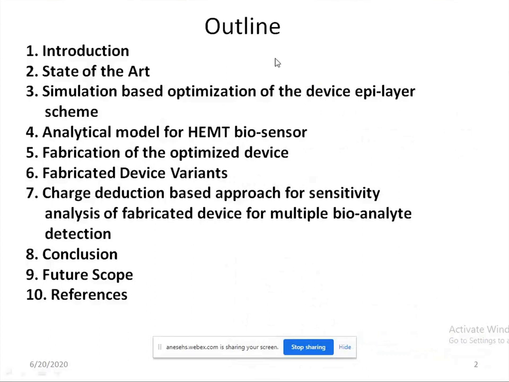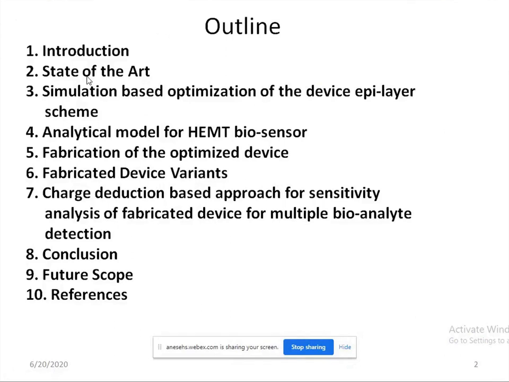So this is an outline of what I'm going to present today. I'll give a brief introduction of why GaN is required, or why a sensor based on GaN is required. Then I'll talk about the different types of sensors that have already been presented by others. And then I'll talk about how I have done simulations in order to optimize the device design, followed by the mathematical model that I have made for the biosensor.